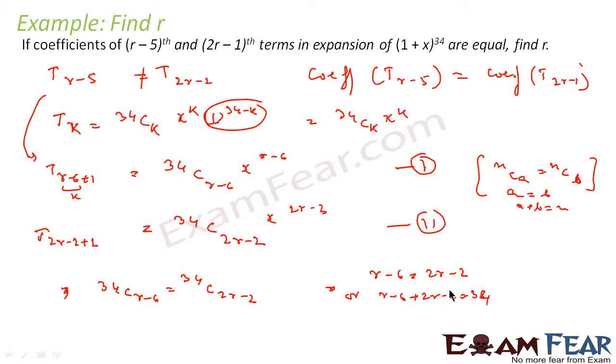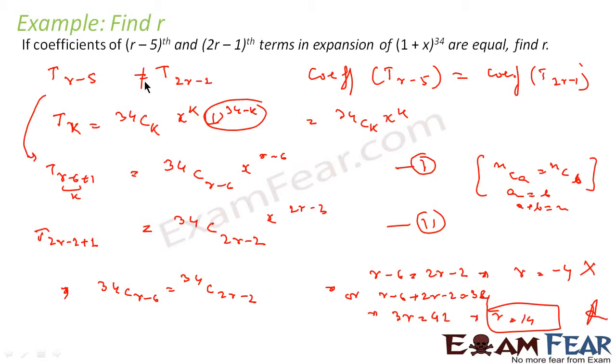Let's solve these equations. So from this equation we get r is equal to minus 6 plus 2, which is equal to minus 4, and from this equation we get 3r is equal to 34 plus 8 is equal to 42, or r is equal to 14. Since we know r can't be negative, we'll discard this. So r is equal to 14 is the answer.